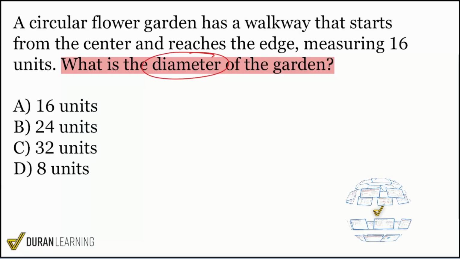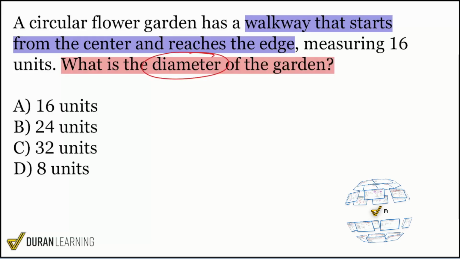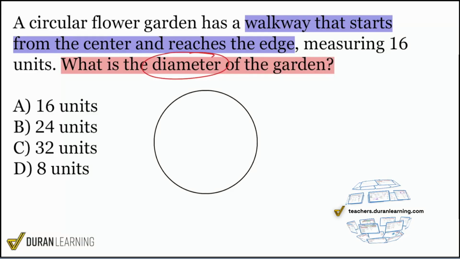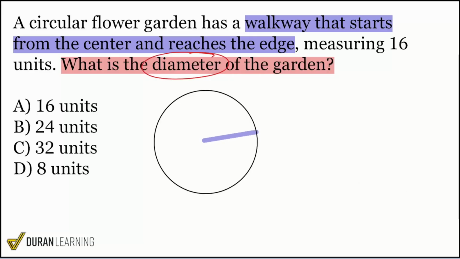That's what we're given. So right here, let me highlight this. It says the walkway starts from the center and reaches the edge. So if we're illustrating that right there, the walkway starts on the center and reaches the edge. It could be any edge, but starts from the center and reaches the edge. That is the definition of radius. And now that we have the radius being 16, everybody, what do we do to the radius to get the diameter? That's right. We multiply it by 2. We double it. Remember that the diameter is double the radius.